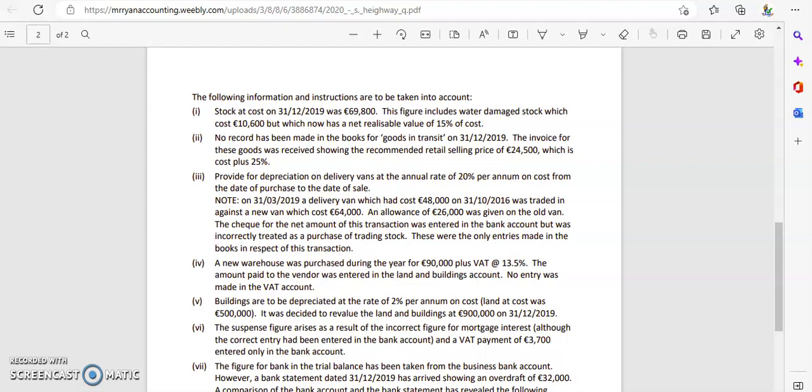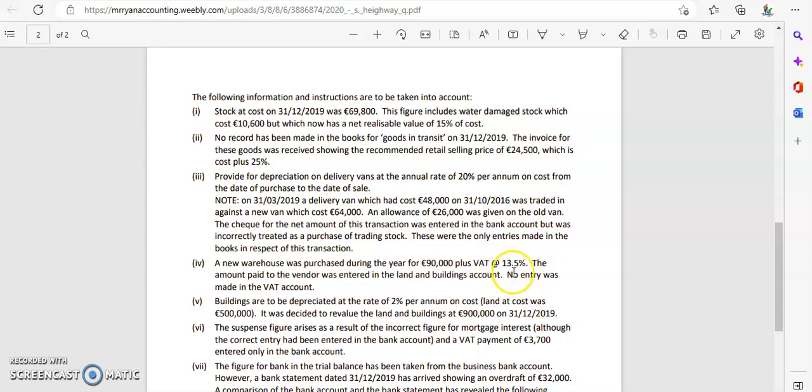Okay, so let's have a look at adjustment 4 for Heighway, the 2020 exam paper, sole trader. It says a warehouse was purchased during the year for 90,000 plus VAT at 13.5%. The amount paid to the vendor was entered in the land and buildings account. So this VAT shouldn't have been entered in the land and buildings account. It should be entered in the VAT account. So we need to calculate how much the VAT is.